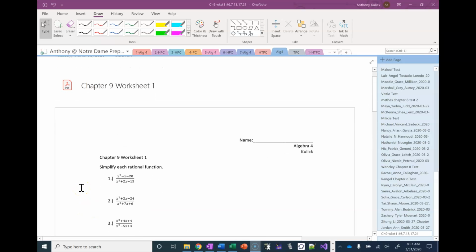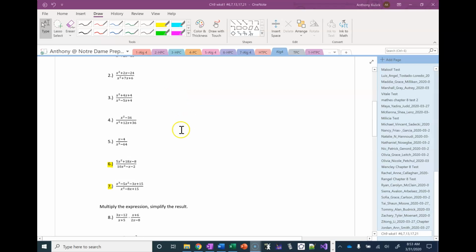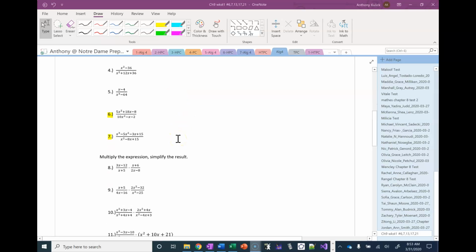Hi, so this is addressing Chapter 9, Worksheet 1, and we're looking at questions 6, 7, 13, 17, and 21. There's nothing outrageously sneaky about any of these problems in particular. What's probably tripping you up is remembering some of these factoring techniques that we used from previous chapters.